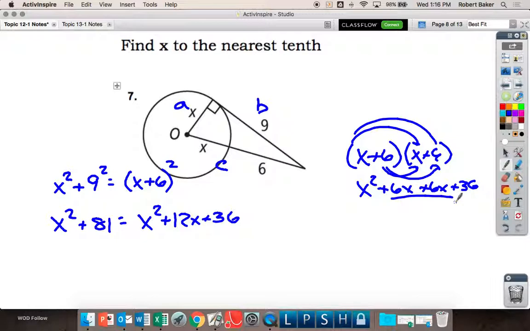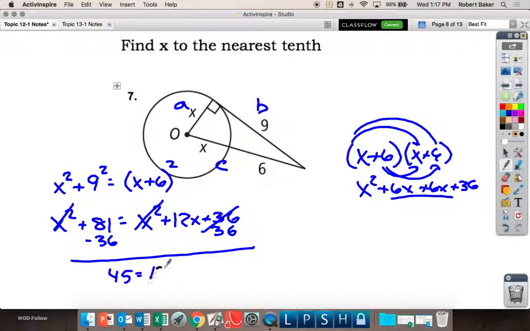You cancel out x squared. Yes, both sides have an x squared, and this will always happen. Bye, Felicia. So now you have 81 equals 12x plus 36. Now we subtract 36 from both sides. Then divide both sides by 12.